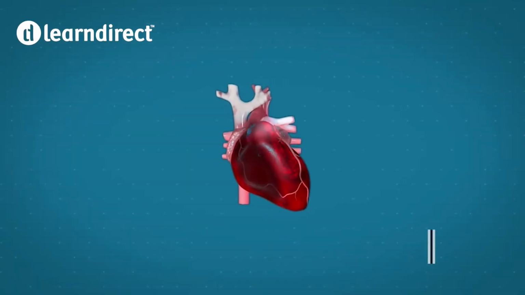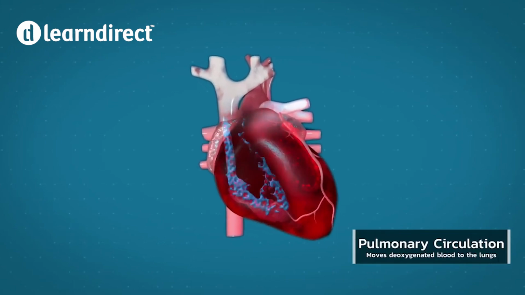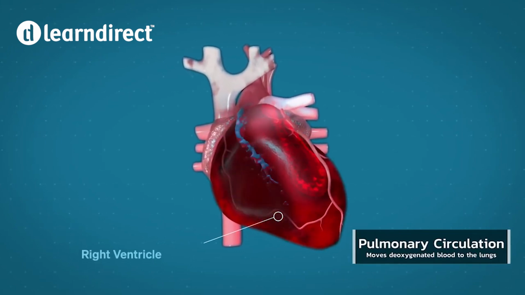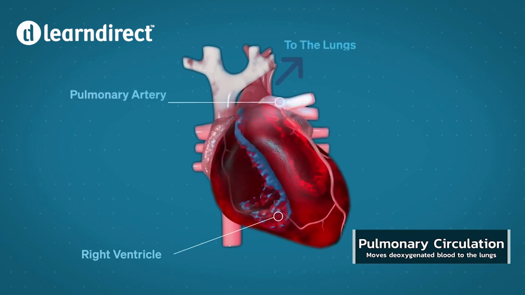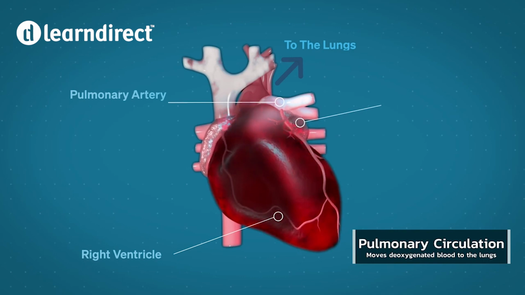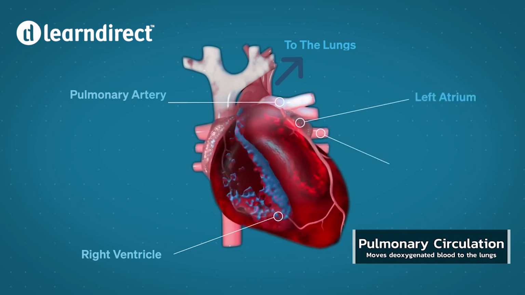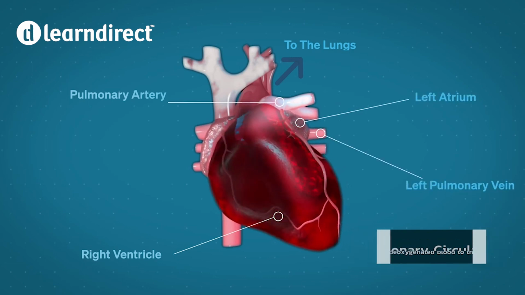They have specific names. We have pulmonary circulation and systemic circulation. We'll start with pulmonary circulation. This is the flow of deoxygenated blood from the right ventricle via the pulmonary artery to the lungs to be oxygenated, and then transported back to the left atrium via the pulmonary vein.